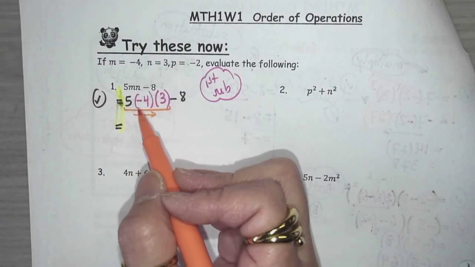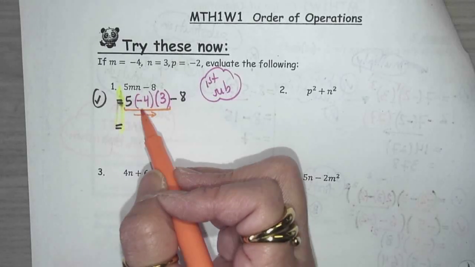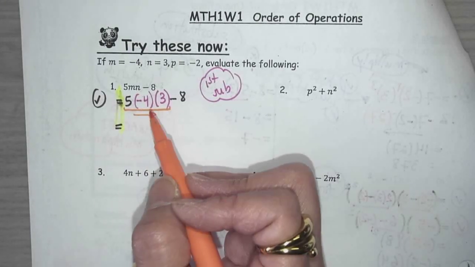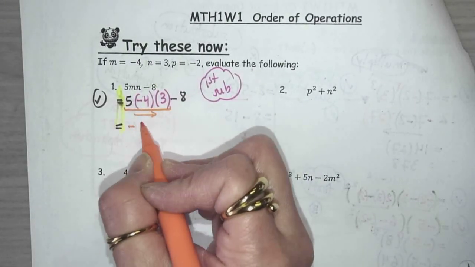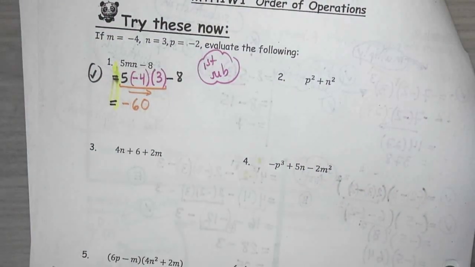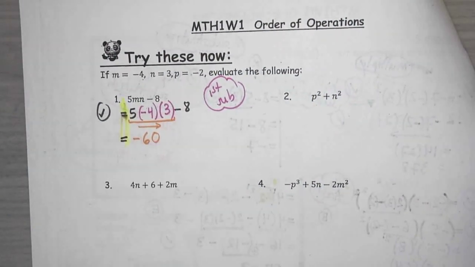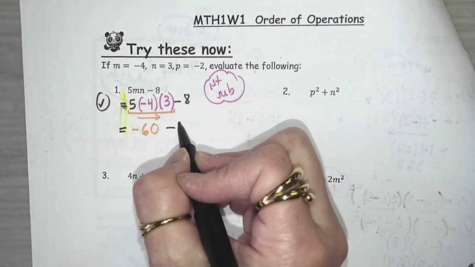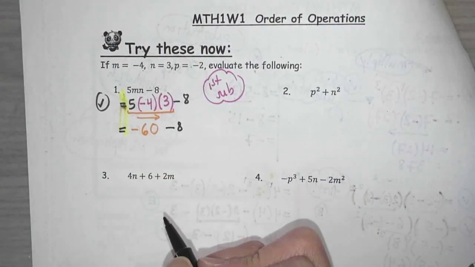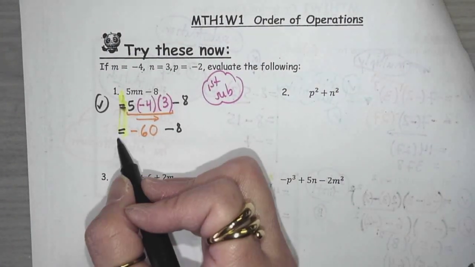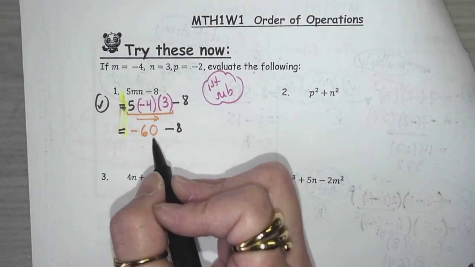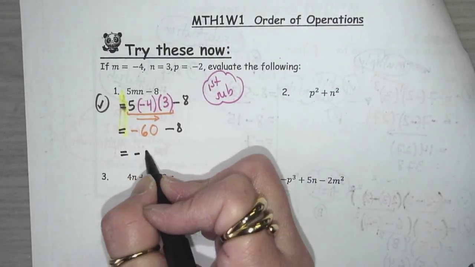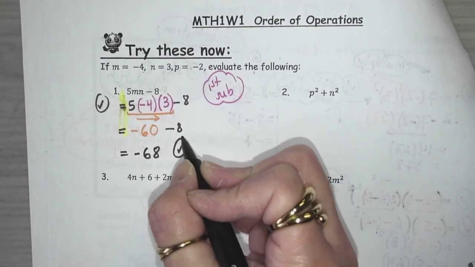So this will be 5 times -4, -20, times 3, so -60. So we have a -60 for those three. This -8 is just hanging on beside it, not doing anything, but now it's just subtraction, so you can go -60 minus 8, which would be -68, and you're done. That's it. Beautiful.